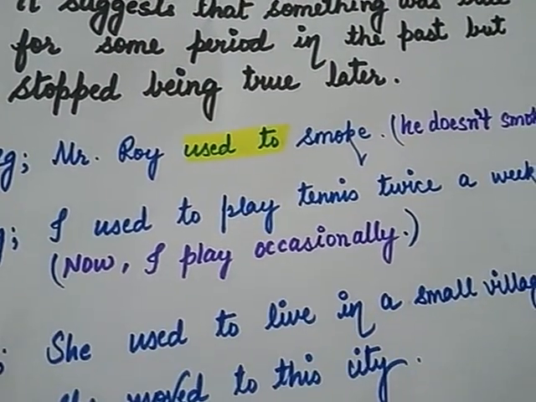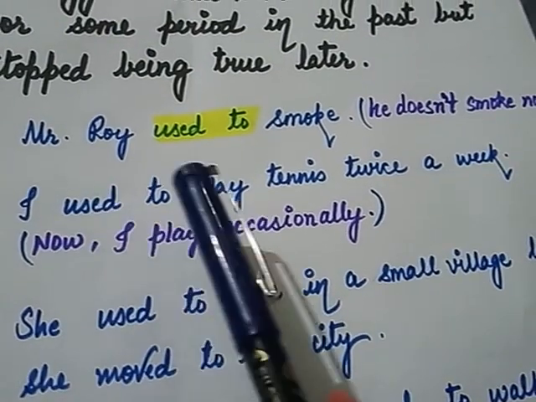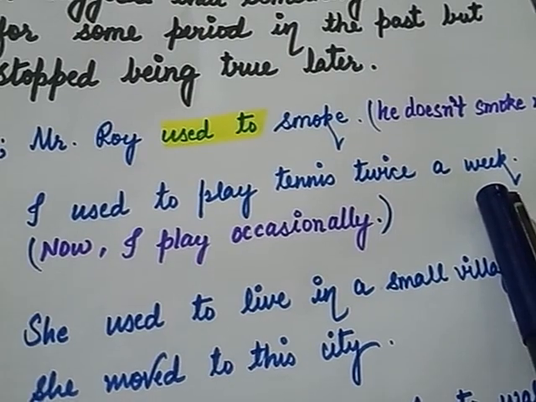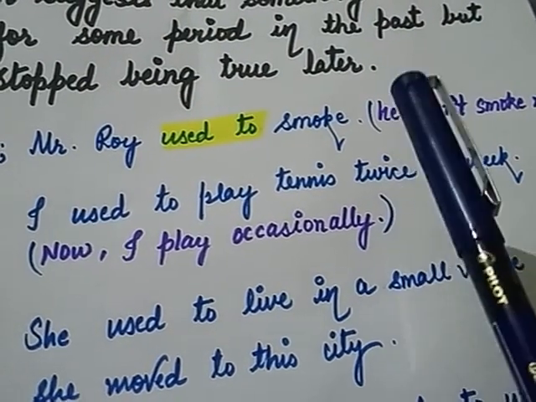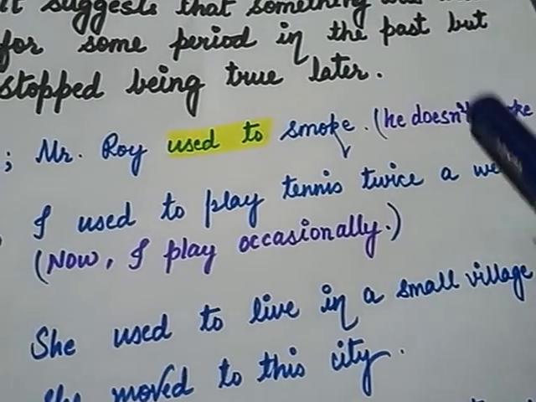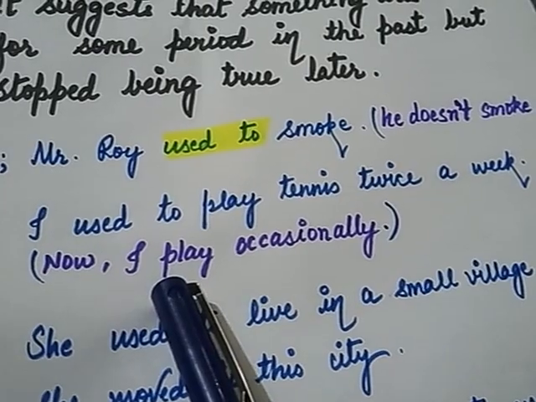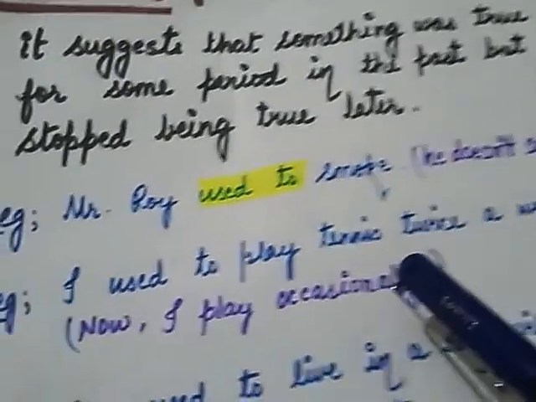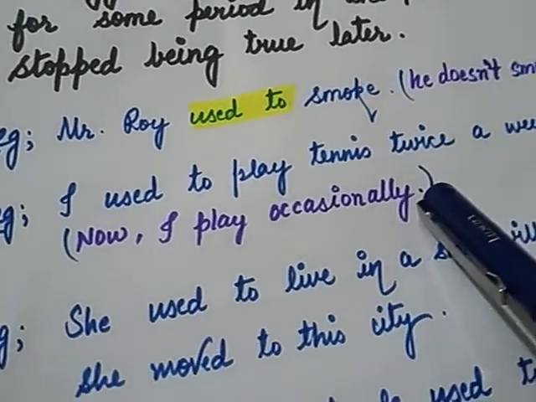Okay. Now, in the second sentence, I used to play tennis twice a week. Okay? It means it was my habit. I used to play twice a week, but now I play occasionally. Maybe I play badminton now. Okay? Or I do not play. Anything can be possible. All right?